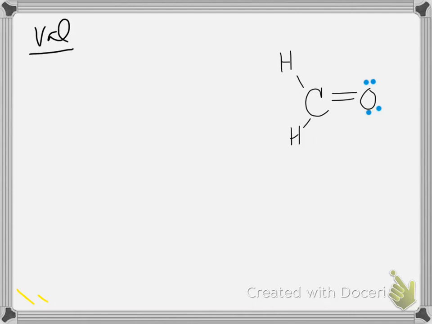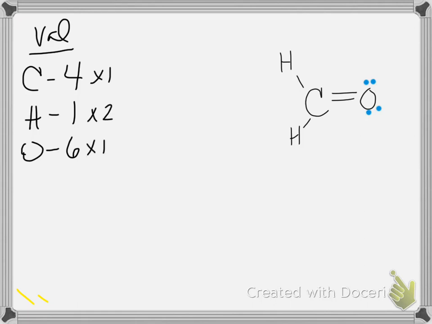How many valence does carbon come in with? 4. How many valence does hydrogen come in with? You can just vote with fingers. 1. Single. How many valence does oxygen come in with? 6. We have 1 carbon, we have 2 hydrogen, we have 1 oxygen, 4, 2, 6. We have 12 valence electrons.